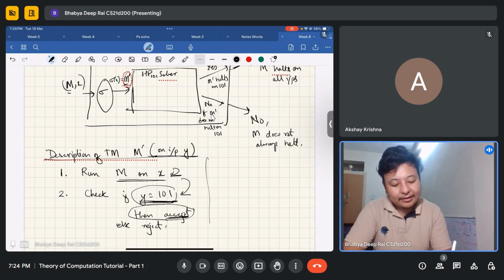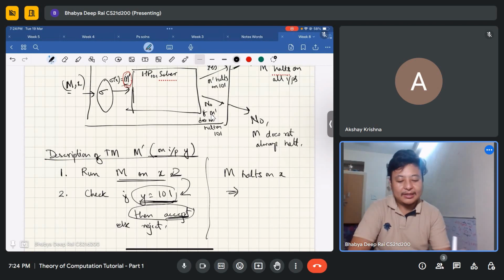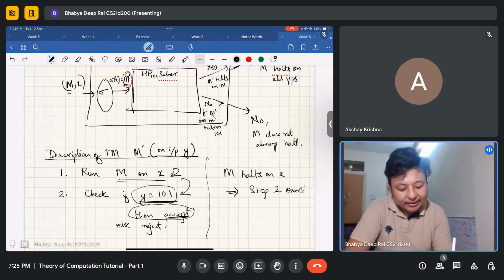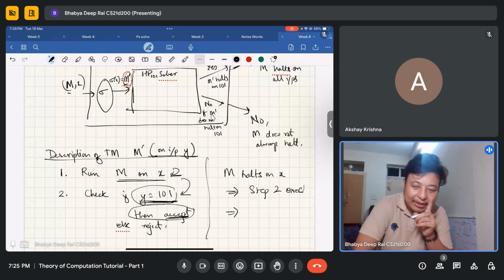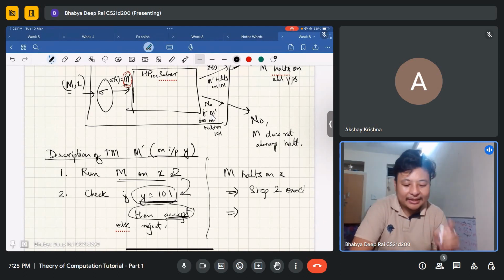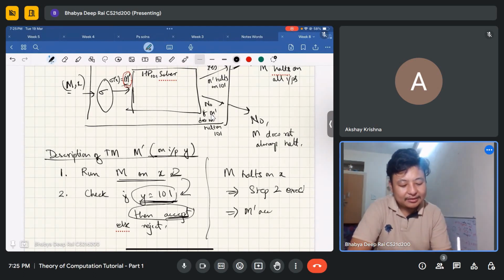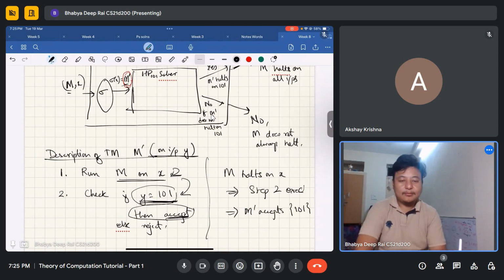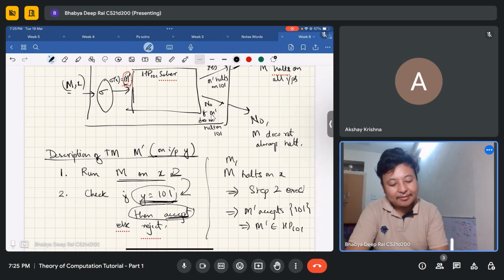Again, if M halts on X, then step 2 is executed. If step 2 is executed, only when y is 101 does my machine accept. So M prime accepts what language? 101. And so M prime accepts 101. This means M prime is in HP101. But M halts on X means M comma X is in HP.